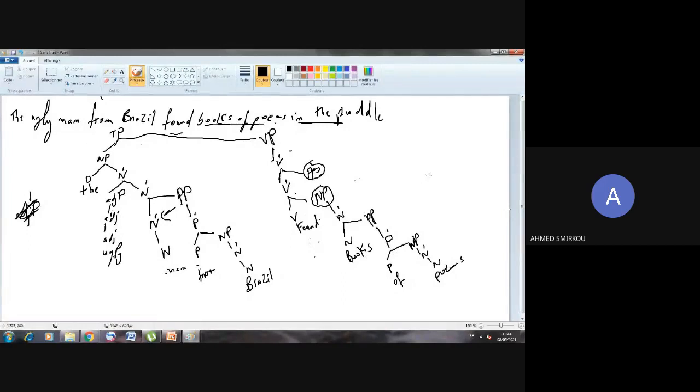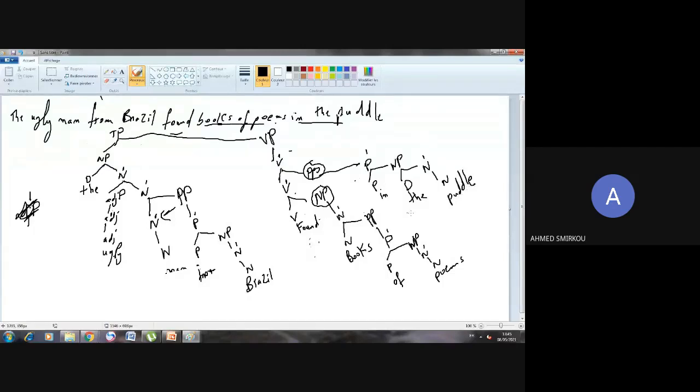He found. You know what a parallel is? When it rains and you're walking in the streets, you have to avoid some puddles so as not to get wet. So in the puddle, we have P bar. From the P bar, we have the preposition in, and then the NP. From the NP, what do we have? We have a determiner, and we have N bar, and N bar, N, puddle.